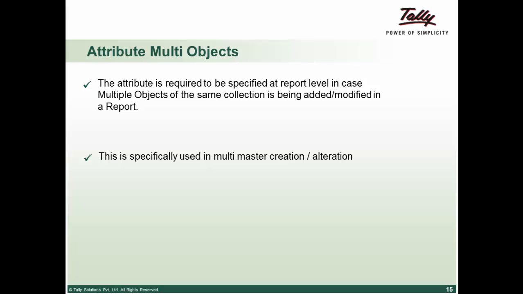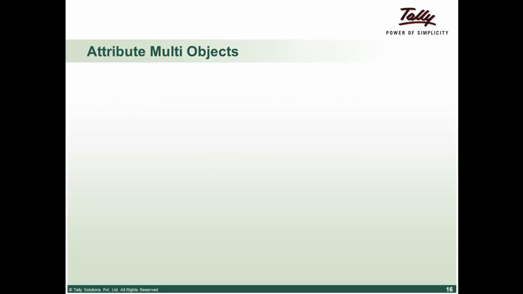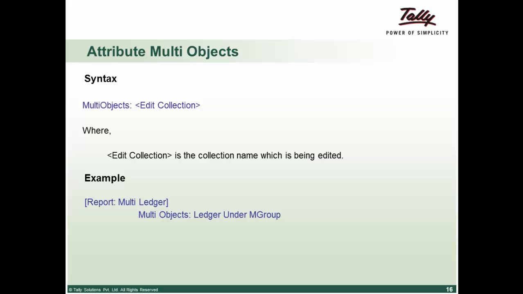And this is used in scenarios where we are talking about multi-ledger alteration, multi-group alteration, or multi-stock item alteration. So this attribute is used at that particular level, where it allows you to specify a primary collection, a collection of primary objects which you can modify, and that is what gets pushed back to your server. In case you don't specify this, there is no error, but the values won't get updated at the server. So it's a simple attribute: multi-objects and the collection name. Simple.